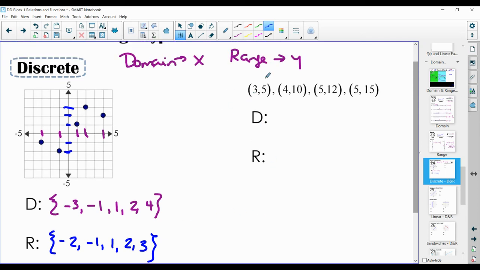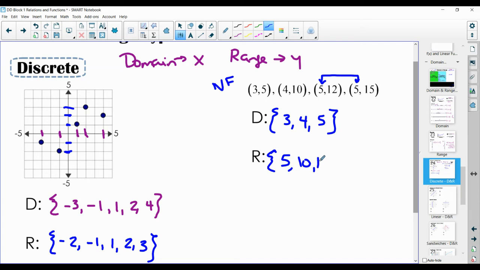If you're given coordinate values already, we're just writing the x's where the domain is. So our domain here would be 3, 4, and 5. Now, if I have two 5s, I only need to write them once. And if you remember from the last lesson, because I have two 5s, that means this is not a function. We can still do domain and range even though it's a relation, but remember, if we have repeating inputs, this is not a function. So 3, 4, and 5, and then our range, we have a 5, a 10, a 12, and a 15. So 5, 10, 12, and 15.